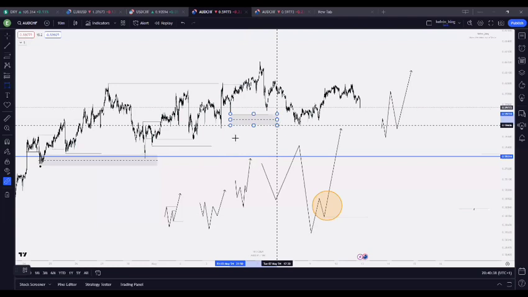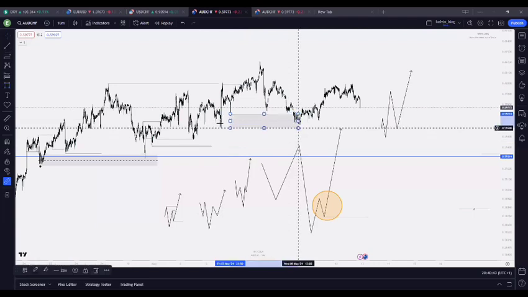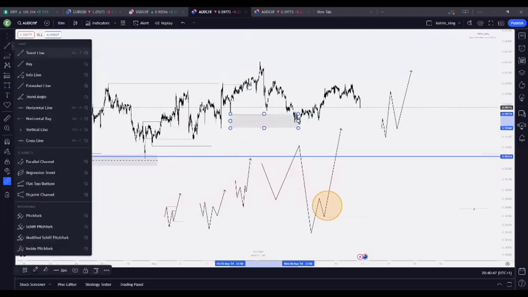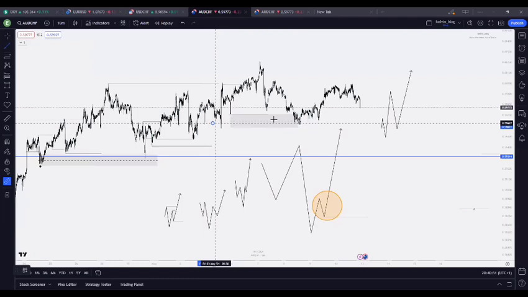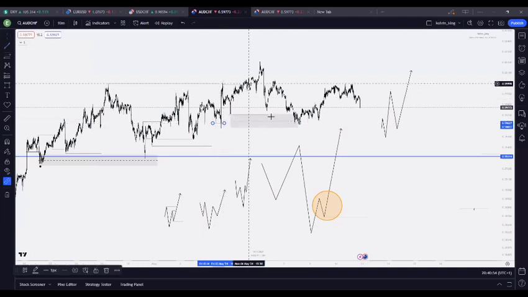So we've got a sweep, then we've got a break, we've got a pullback, entry at the inducement level, then we'll target any area of liquidity. 1:3, 1:4, 1:5 are okay.